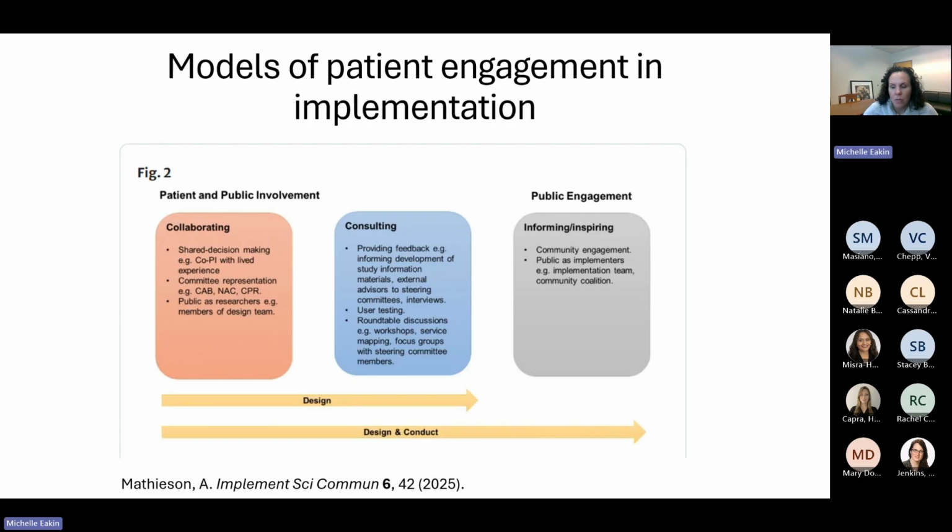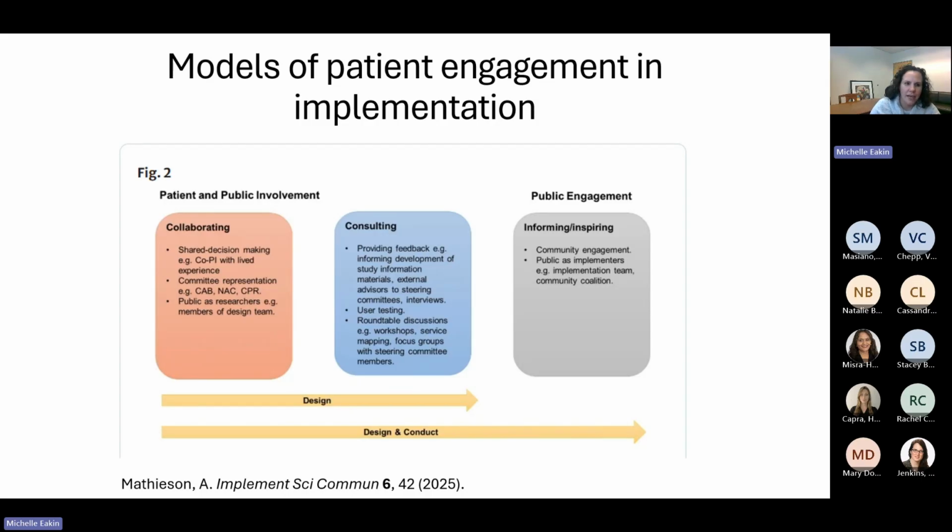They found the majority of them had some collaboration in the design, where they were involved in shared decision-making, they had committee representation on a community advisory board or a national advisory council, and some of them had the public as researchers or members of the design team. So it could range from quarterly community advisory boards, where they're in more advisory roles, up to a co-PI with lived experience.